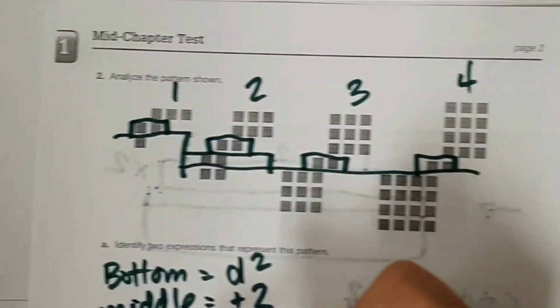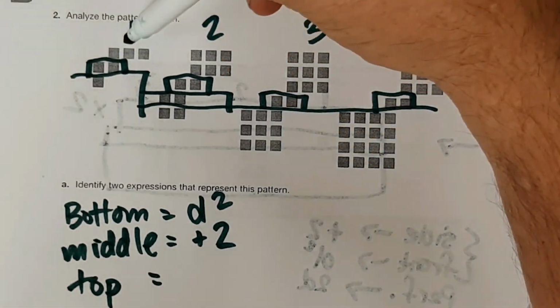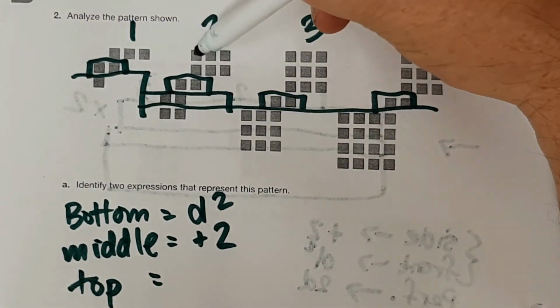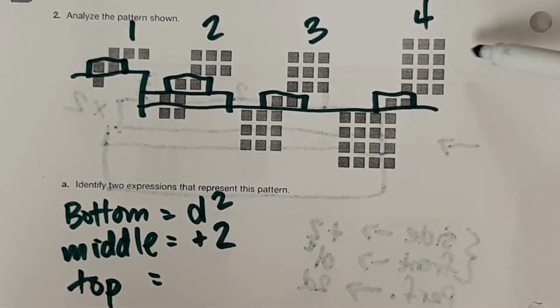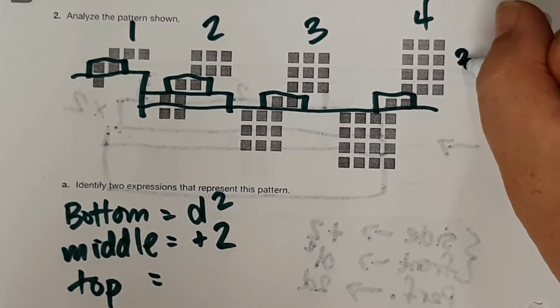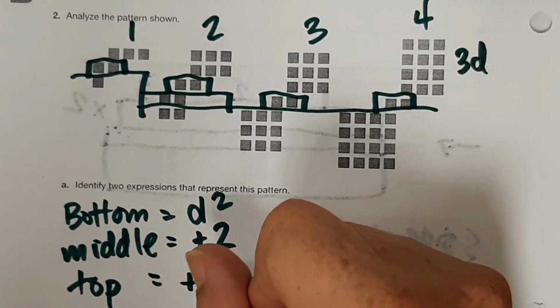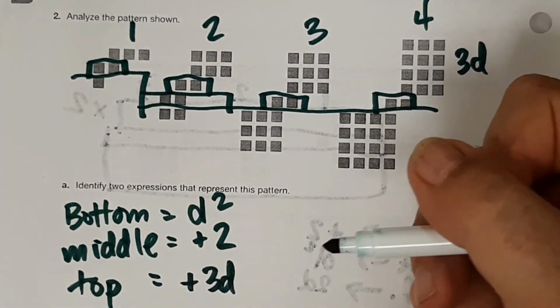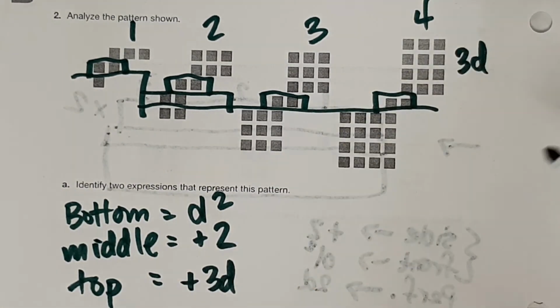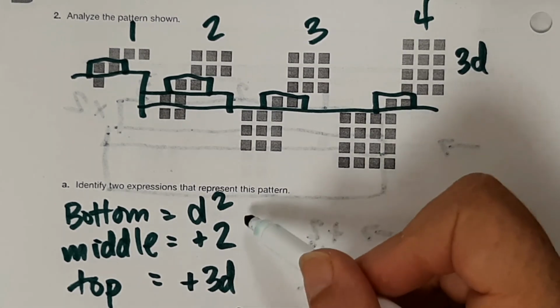section here, if we look at our design, I'm trying to keep all this on the screen for you. The top is 1 row of 3, 2 rows of 3, 3 rows of 3, 4 rows of 3. So basically, it's 3 times our design up here, up top. So I'm going to do a +3D. And since we have a squared here, our design pattern is quadratic because of the d squared.